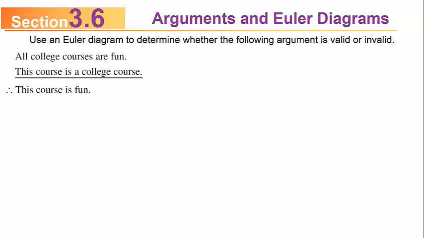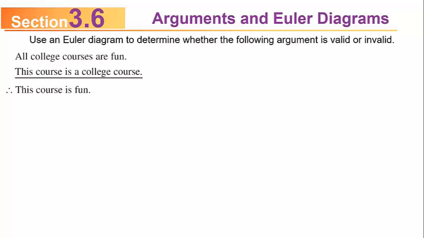All college courses are fun. This course is a college course. Therefore, this course is fun. A couple of things about this. The first two statements above the horizontal line are the premises of the argument. Those are the things we're assuming are true. The statement below the line is the conclusion of the argument, and that stack of dots that form a triangle shape is the word therefore.